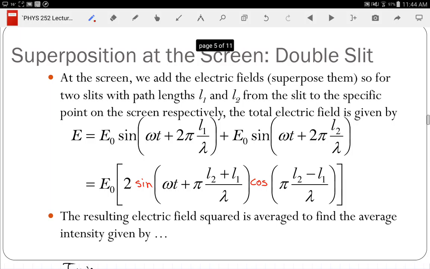Okay, so now we have 2 slits. Right, because I said I'm going to start with a double slit. I have light go through 2 slits. So it's the in-phase light. So I have E0 sine of omega t plus 2 pi L over lambda for both of them. But I have L1 and L2 because you go through 2 slits. It's going to be different lengths to get to the same point on the screen.